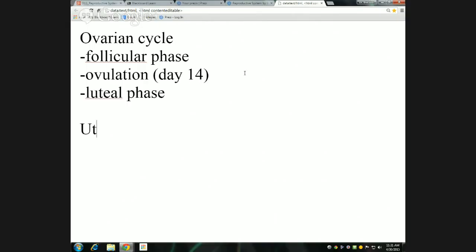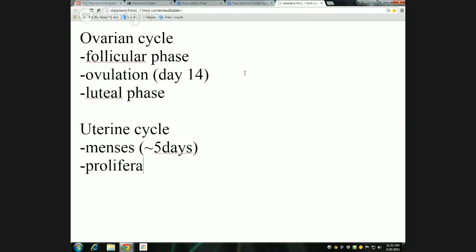For the uterine cycle, it starts with menses, which is usually about the first 5 days, followed by the proliferative phase, which ends on day 14 with ovulation. And then we go into the secretory phase.